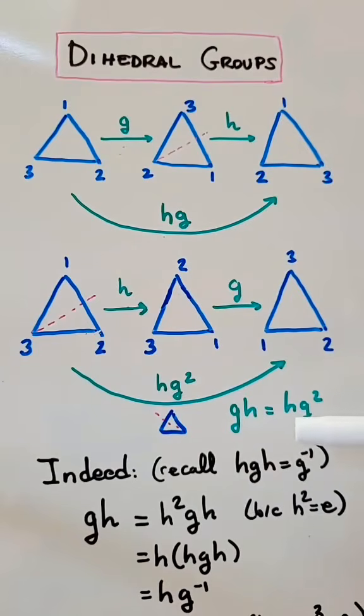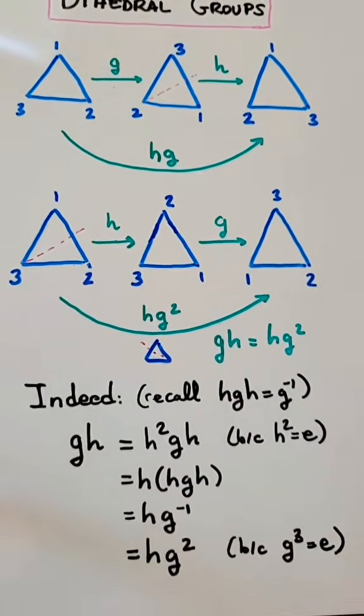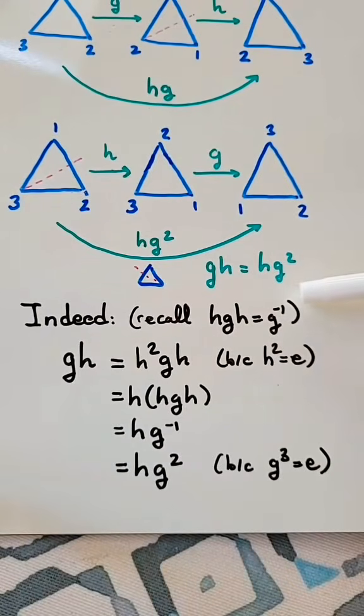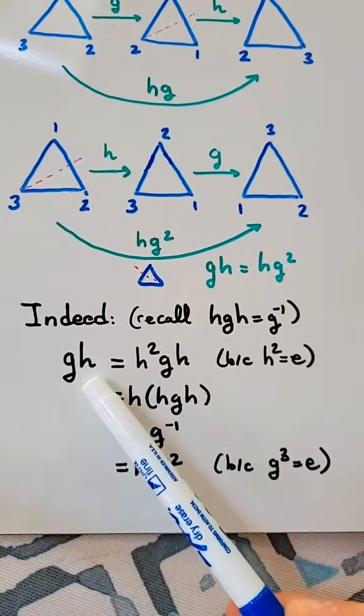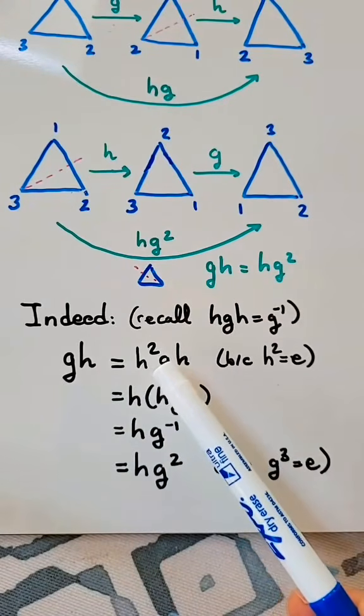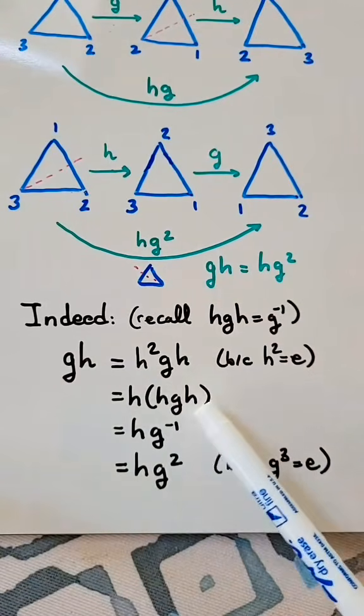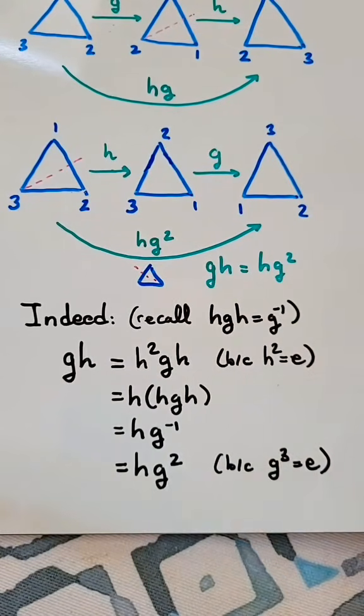In fact, G times H is H times G squared in the notation we had set up at the beginning of H times powers of G. And that comes down from the initial property that we had defined in the group, that H times G times H inverse, but H and H inverse are the same element, is equal to G inverse. So you can show that G times H is H times H squared times GH, because H squared is identity, and then distribute elements to show that that is H times G squared.